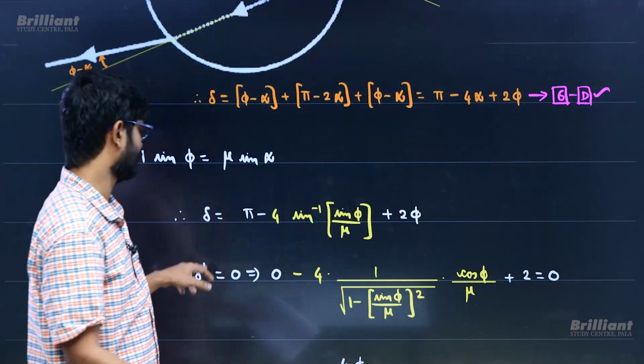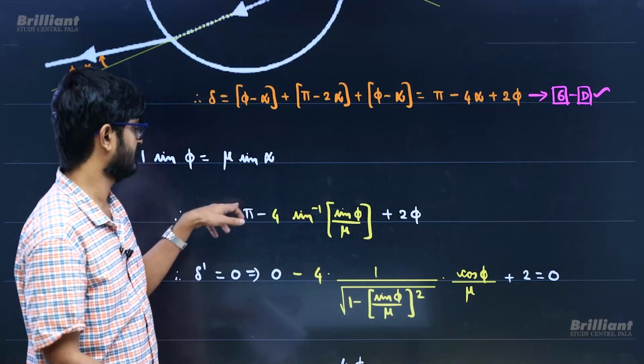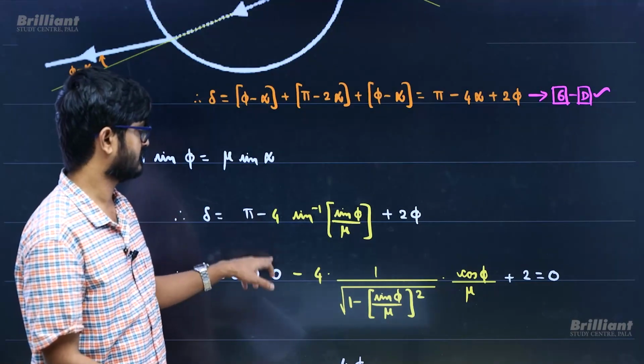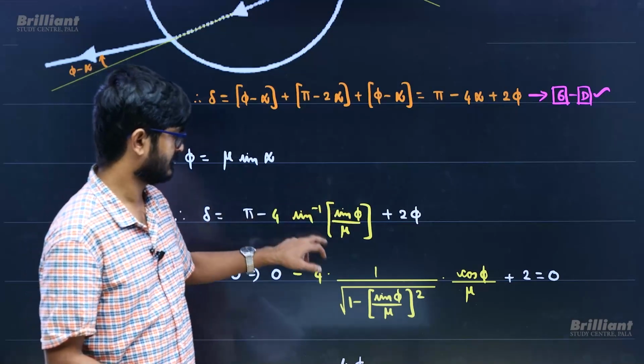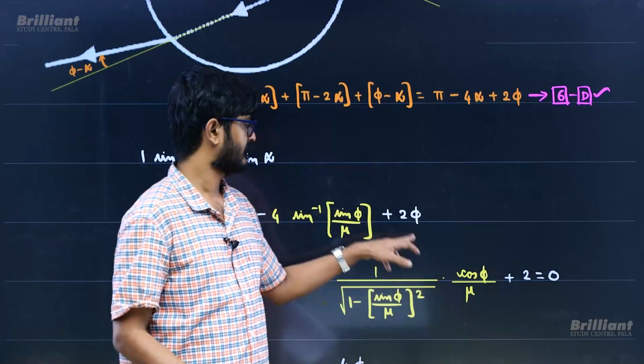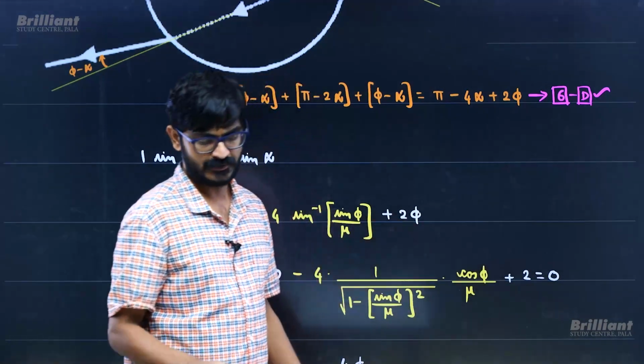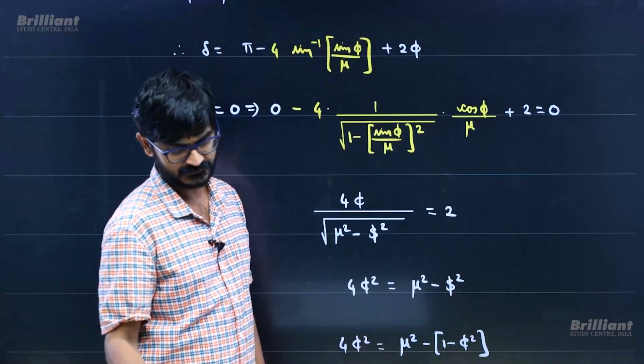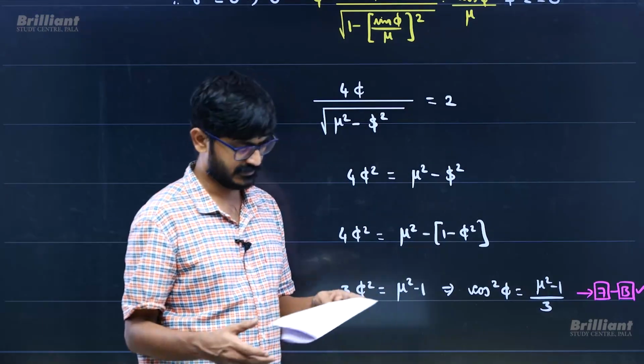We need to see when it will become minimum. So first differentiation is going to be 0. This differentiation, it is constant. For this differentiation is going to be this thing. This differentiation is 2. When you manipulate it and when you solve it, you will end up getting option B, right?